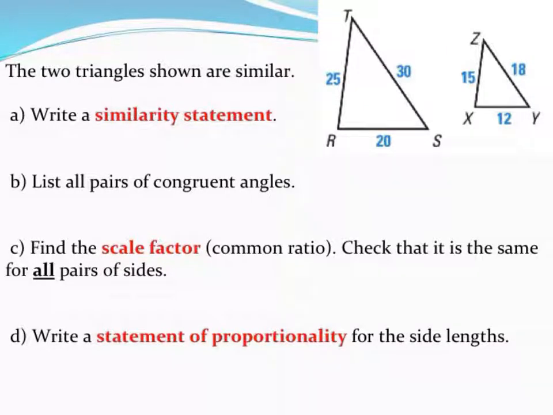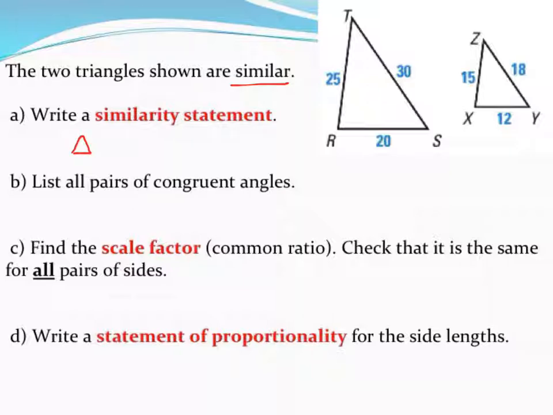We're told in this problem that the two triangles shown are similar to each other. The first thing that we'll do then is write a similarity statement. Well, in the previous unit, you've written a congruency statement. A similarity statement is written very similarly, no pun intended. And so let's go ahead and start with our triangle.